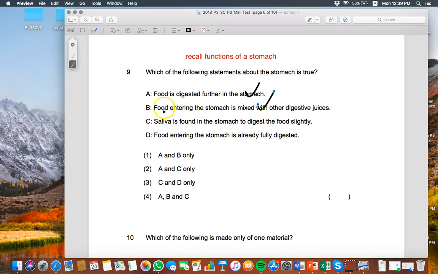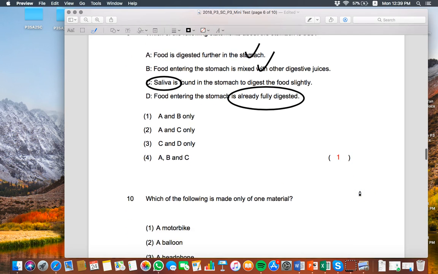Saliva is found in the stomach to digest the food. Do you find saliva in the stomach? No. So C is out. Food entering the stomach is already fully digested. That is not true. When digestion is completed fully, it will be at the small intestine, not the stomach. So the answer is A and B only. Answer is 1. Please circle the incorrect part of the statement. I will check your work, so better circle.